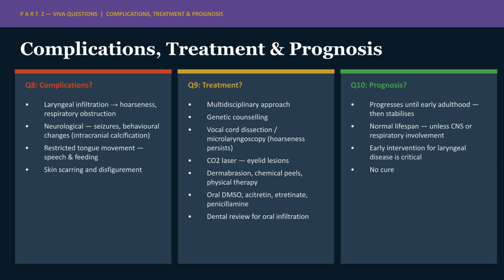The examiner asks, what is the prognosis? The condition progresses until early adult life, then stabilizes. Lifespan is normal in most patients, except where CNS or respiratory involvement occurs. Early intervention for laryngeal disease is important to prevent obstruction.